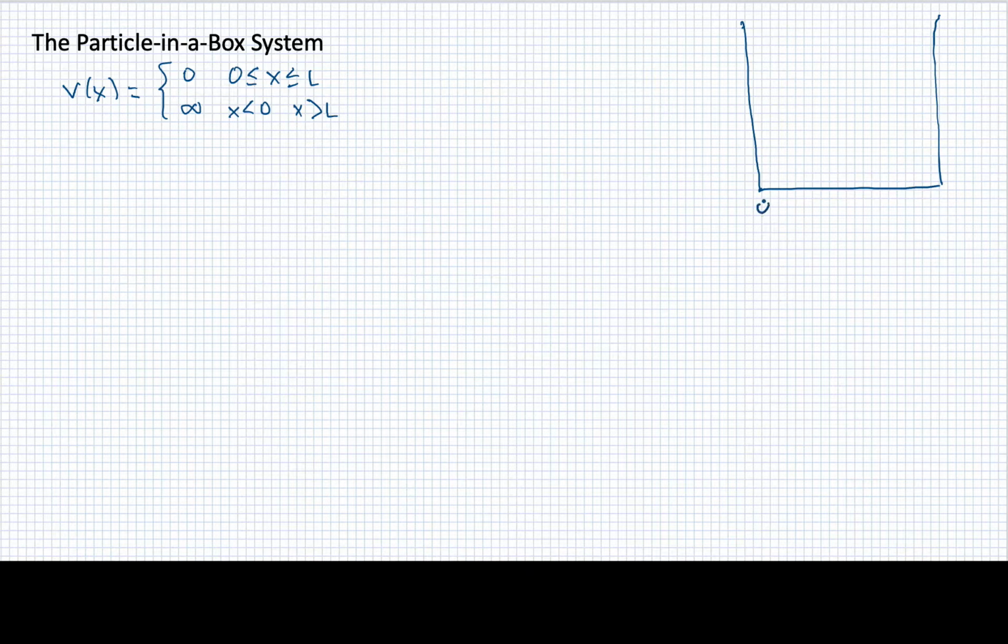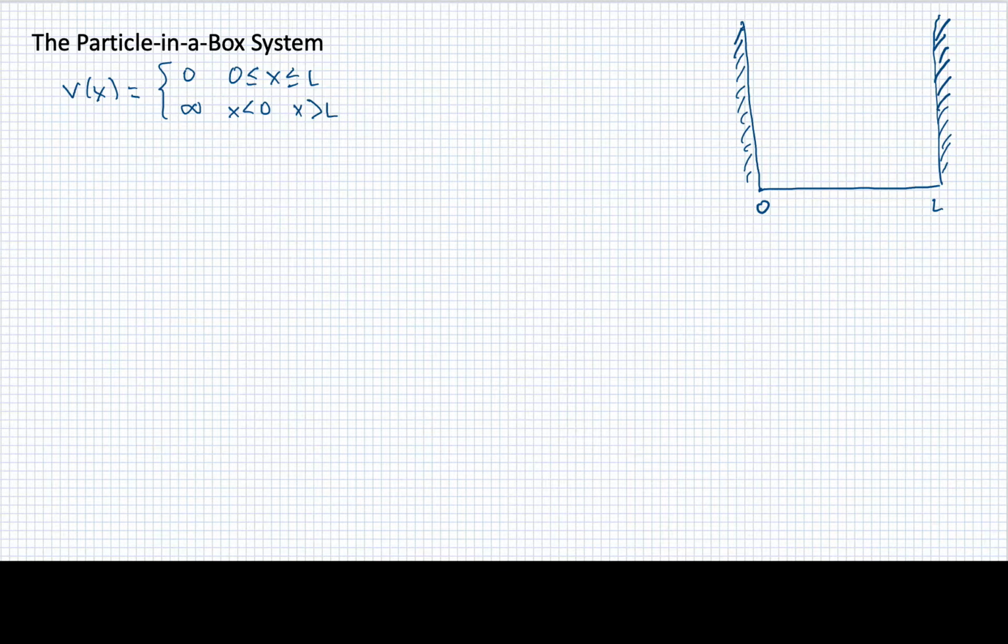So in this case, our potential function is going to be equal to 0 when the coordinate is between, say, 0 and capital L, and it's going to be infinite outside that. So when x is less than 0 or x is greater than L, the potential is going to be infinite. So I'm going to draw it way over here to give myself room for other things later on. So we have a box something like this, goes from 0 to L, and the sides here are infinitely high.